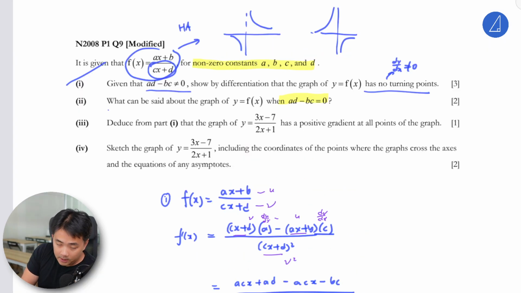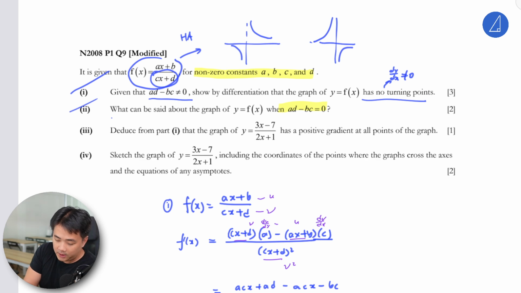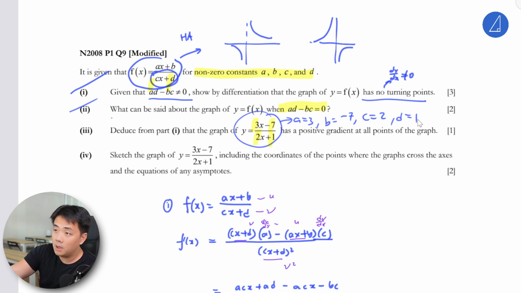So let's look at part C, part 3. Deduce this guy here, (3x minus 7) over (2x plus 1). So what we can do is we just know that a is 3, b is minus 7, c is 2. We just look at the coefficients here, right? And d is actually 1. Then we're just going to compute it out. We just use part 1, find dy/dx and show that it's always positive.